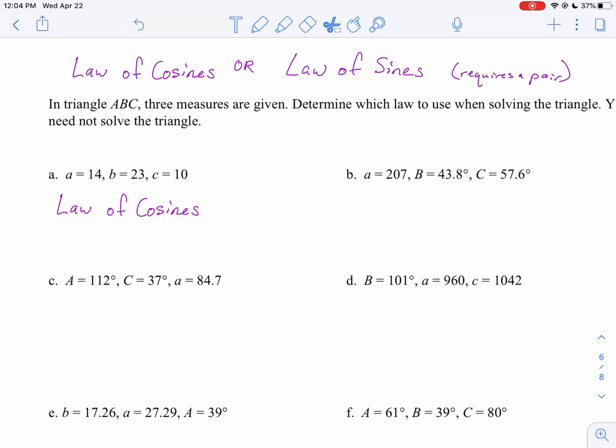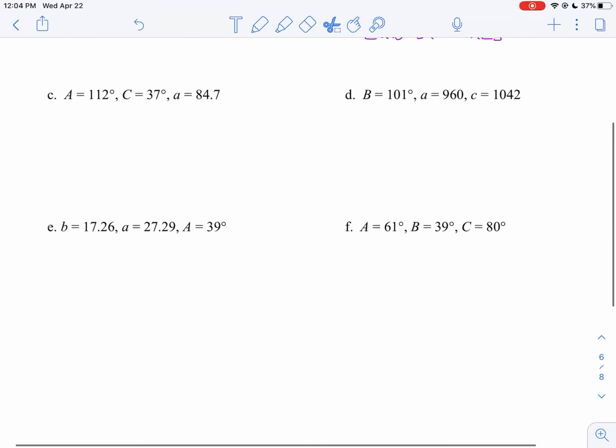All right. Take a look at the next one. See, I have side A, angle B, angle C. You might be tempted to say, hey, I don't have any pairs, right? No angle A, no side B, no side C. I don't have any pairs, so it must be law of cosines. But if you said that, you would be wrong. Here's why. We have B, we have C. We can calculate A just using our geometry, right? And so this will allow us to use the law of sines. So let's use the law of sines on that one.